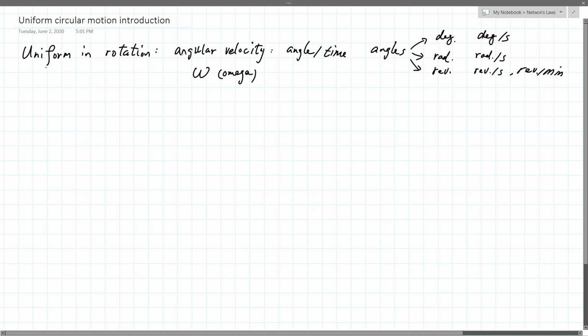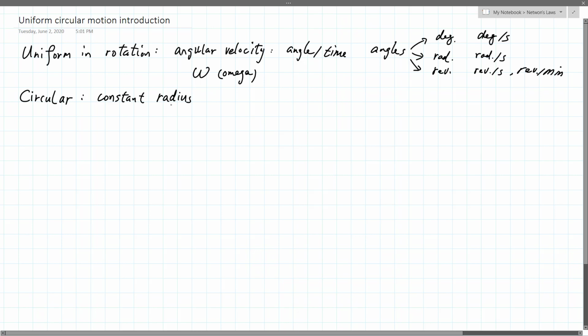And then there's also the circular motion, right? Let's see what that tells us. Circular says something about the radius, right? So we have a radius that is constant.